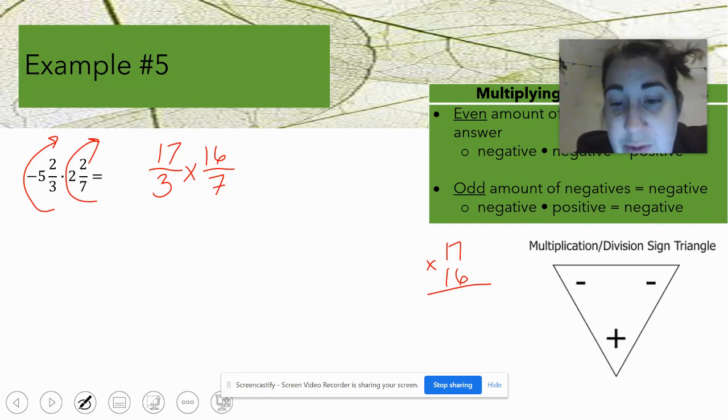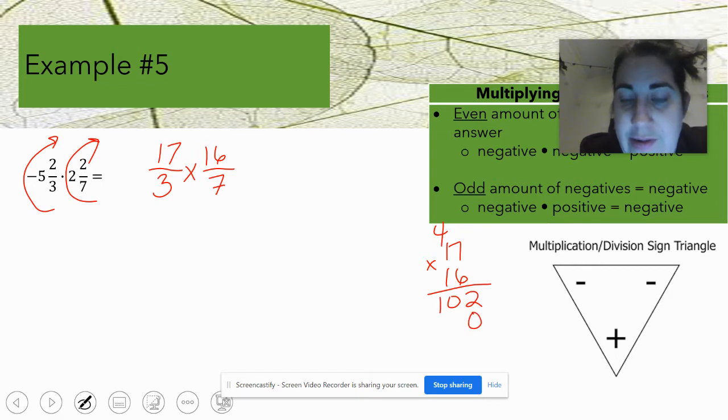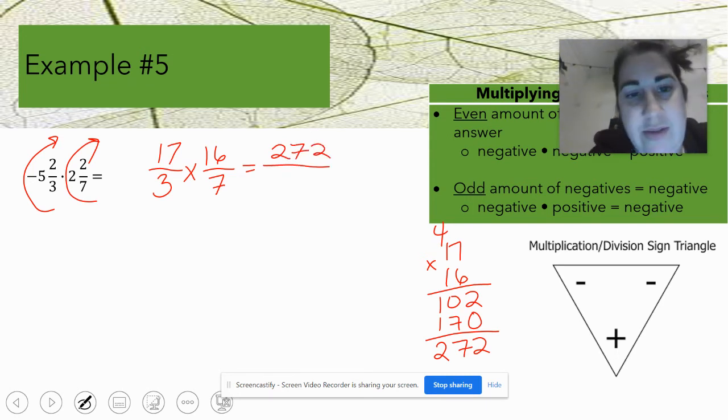7 times 6 is 42. Carry the 4. 6 times 1 is 6, plus 4 is 10. Add the 0. 1 times 7 is 7. 1 times 1 is 1. Add those up, and I get 272. And then 3 times 7 is 21.